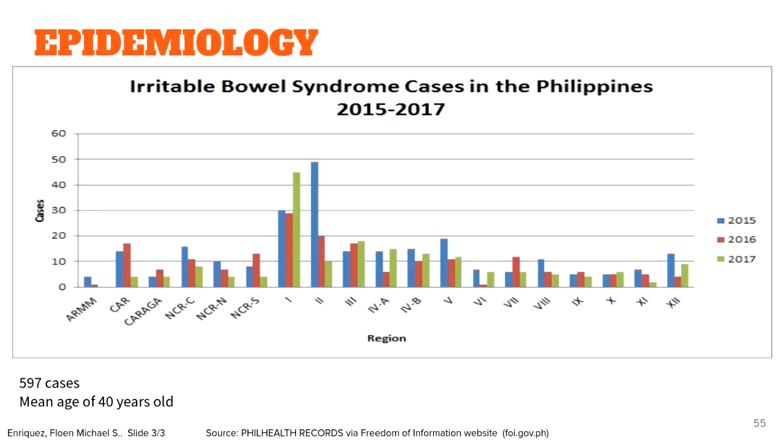Since there is a little difficulty retrieving local studies regarding irritable bowel syndrome, I retrieved records from PhilHealth through the government's Freedom of Information page and took the liberty of making a simple graph to present the data. From 2015 to 2017, there were 597 cases of irritable bowel syndrome reported by PhilHealth with a mean age of 40 years. Apparently in 2015, Region 2 has the most cases, and in 2016 and 2017, Region 1 has the most cases. Next.